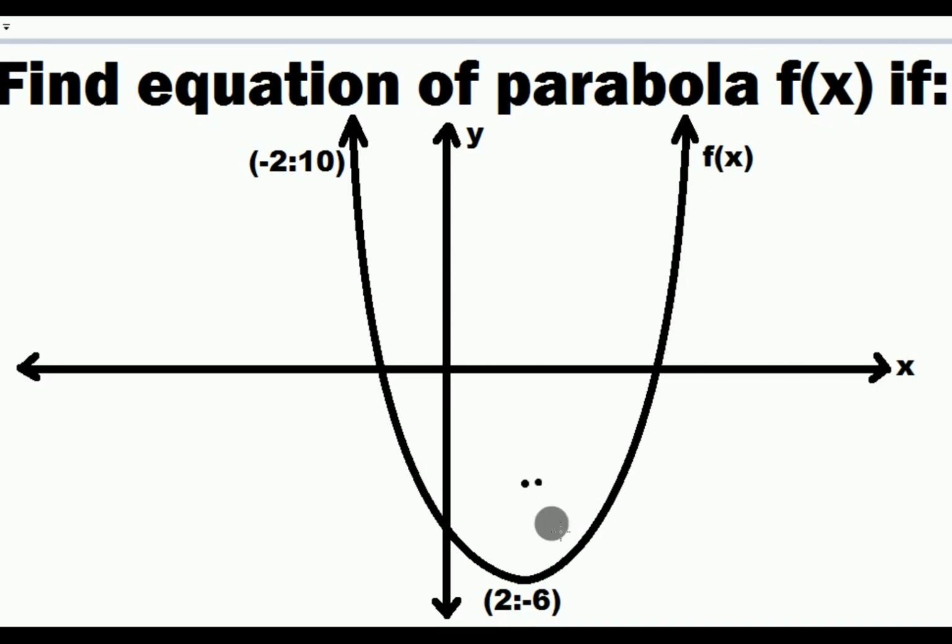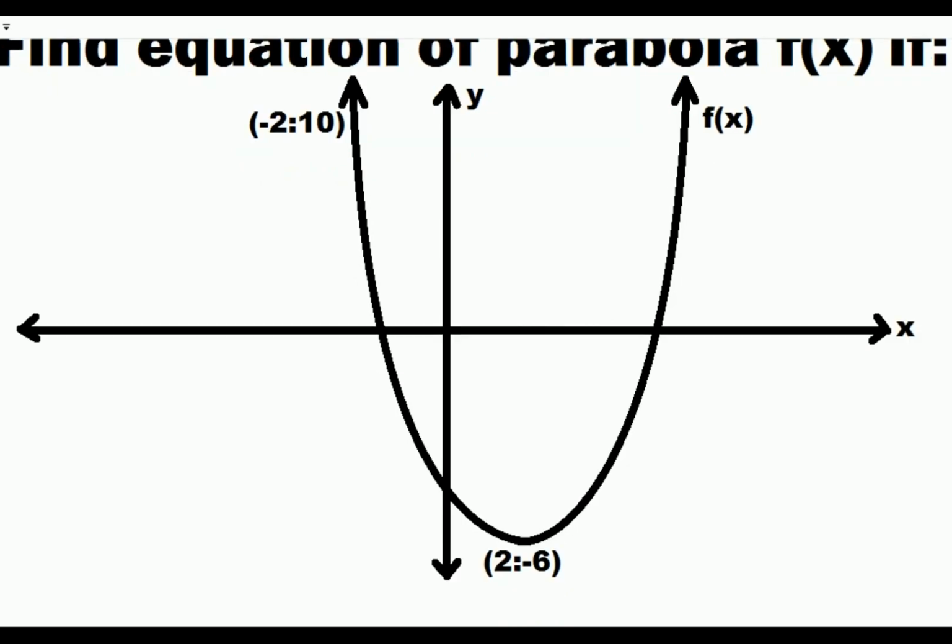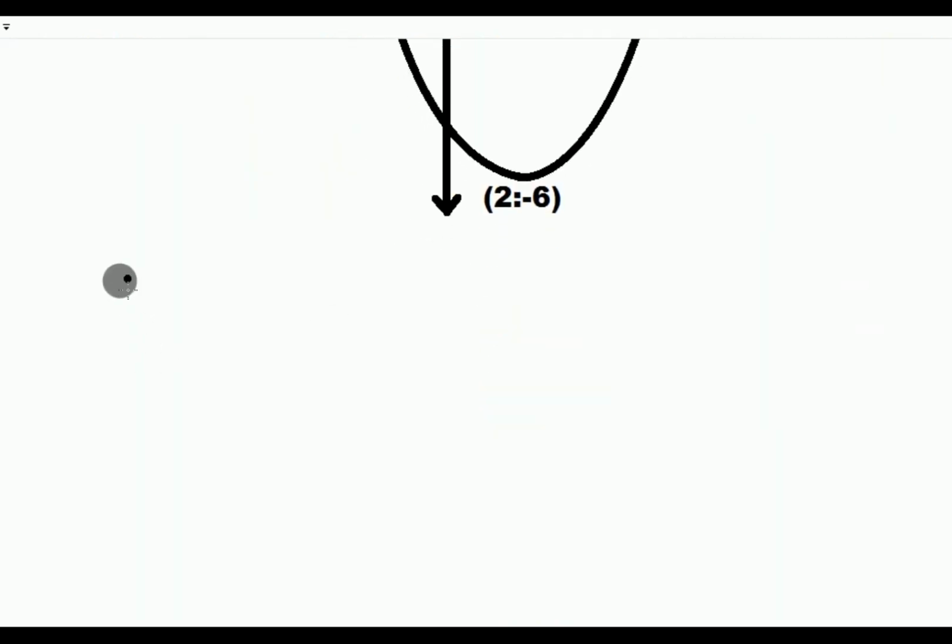You also notice that we are given the turning point, which is 2 and minus 6, and another point, which is minus 2 and 10. From here, the first thing that we are going to see is that our graph is smiling. That's the shape of it. So what this tells us is that the value of a is greater than 0.